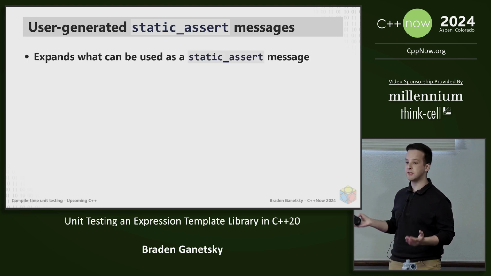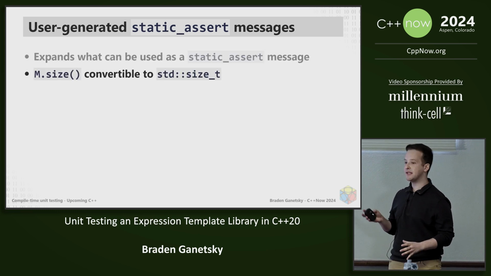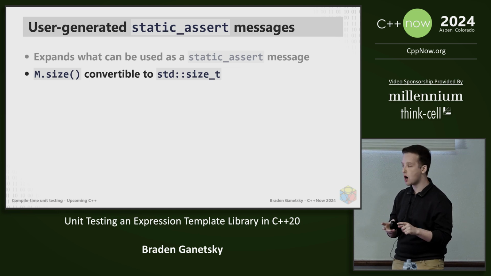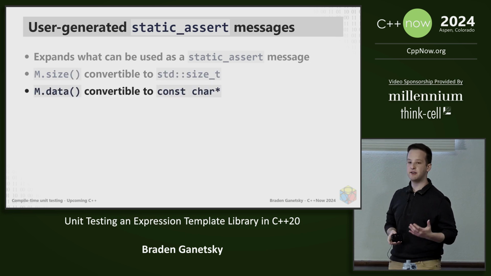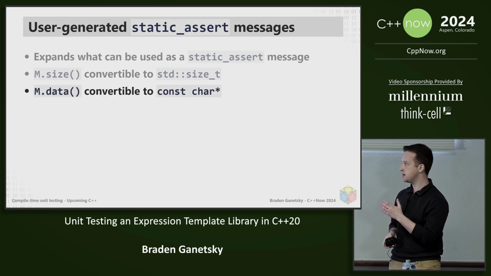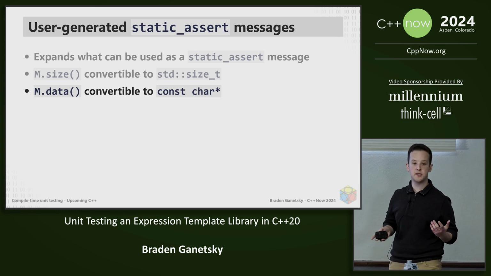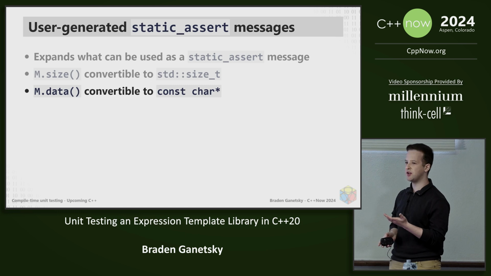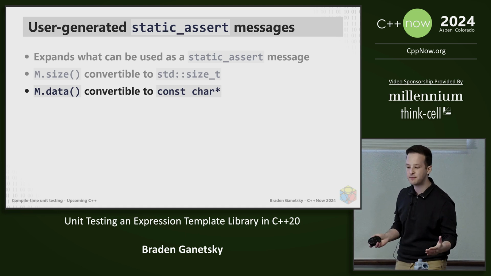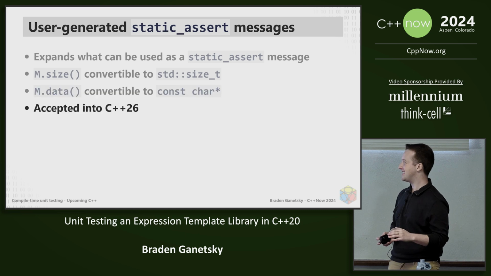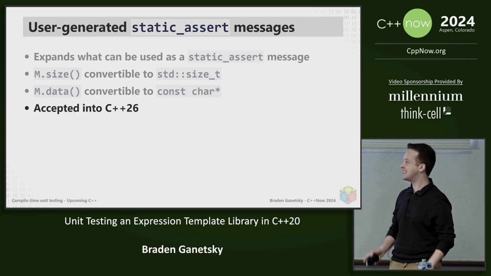So it expands what can be used as a static assert message. And the way that it does that, as far as I've read in the paper, is that your message either needs to be a string literal, as it was before, or it needs to have a dot size such that that's convertible to std size t, and it needs to have a dot data such that it's convertible to const char star, or char const star if you like it that way. And this is nice because it works for std string, it works for std string view, it also works for std array of char, which is kind of cool. It works for a lot of different things, and now you'll actually be able to have static assert messages that are completely customizable without being a string literal. That's nice. So it's accepted into C++26. Yes, I am excited for that.